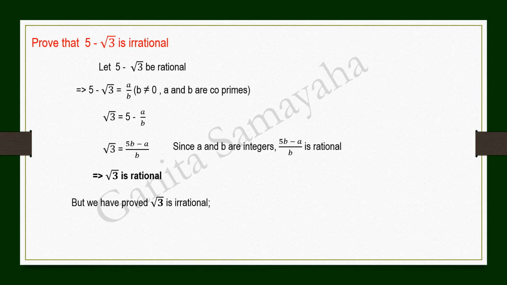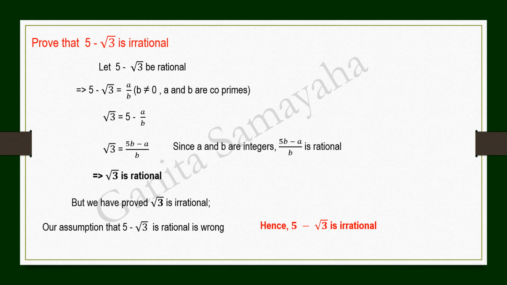So why did this contradiction come? Yes, that is because we considered 5 minus root 3 to be rational. So it implies that 5 minus root 3 is irrational. That's all. As simple as that. Okay. Shall we do one more?